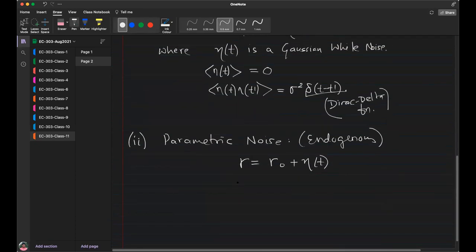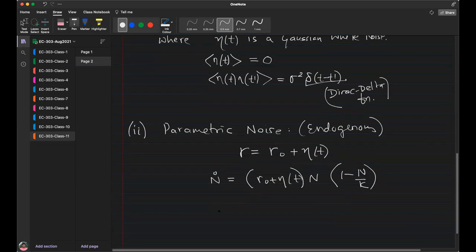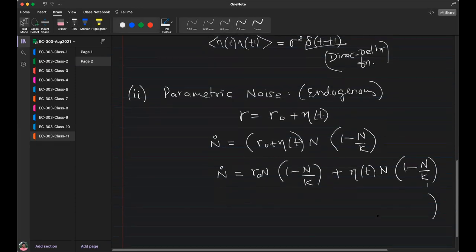Now let us substitute that in the logistic model. So what do we get? N dot then becomes R0 plus eta t times n times 1 minus n by k. So what does that lead to? N dot, the first part of the equation now looks like the deterministic logistic model, and then the second part now looks like this: eta t n 1 minus n by k.